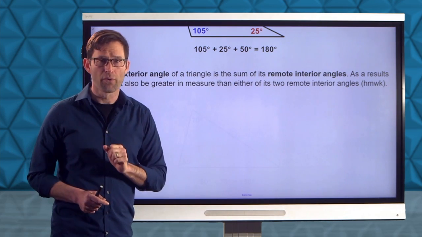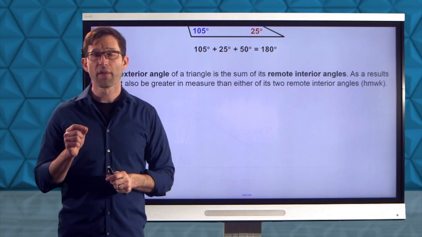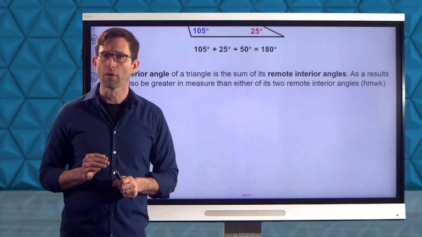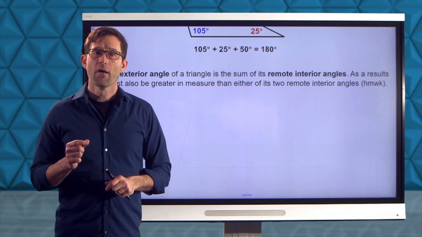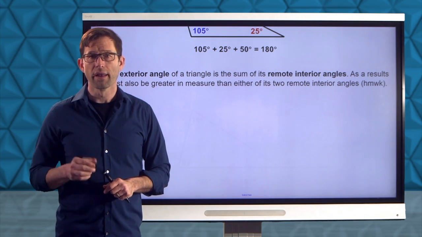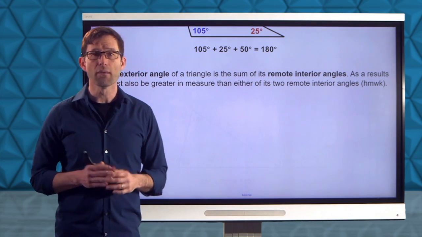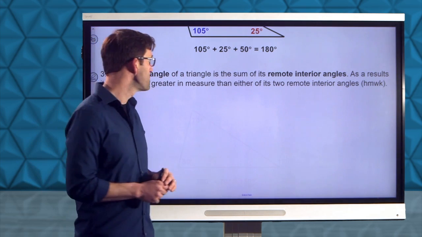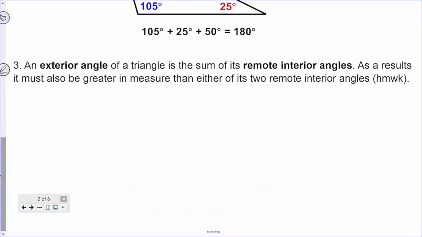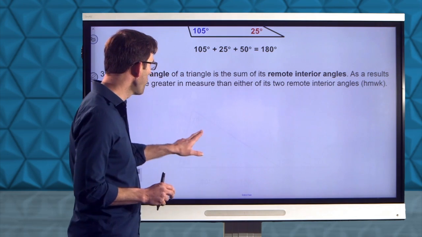Now, the next property is one that you were supposed to figure out on the last homework. Now, this is important. Sometimes students do homework, sometimes students don't do homework. Very often, homework, at least that we write at eMathInstruction, will include important results that you're then supposed to carry on to other lessons, and this is one of them. Specifically, an exterior angle of a triangle is the sum of its remote interior angles, and therefore it must also be greater in measure than either of its two remote interior angles from the homework.